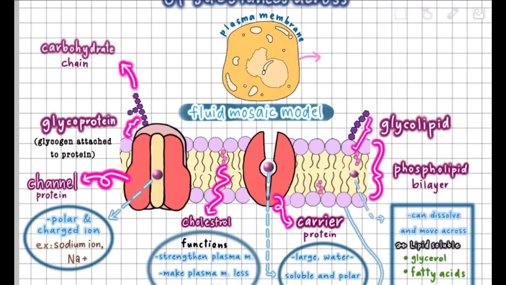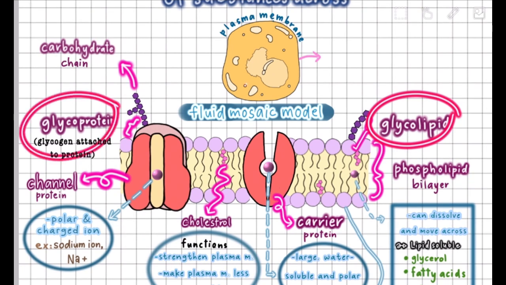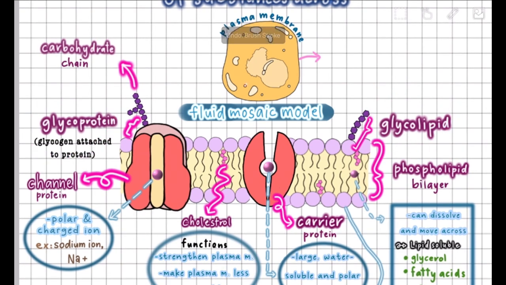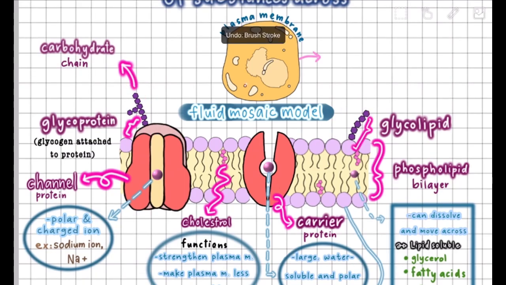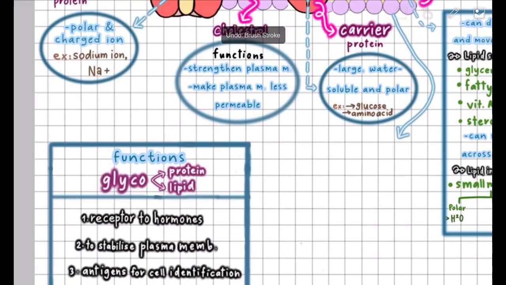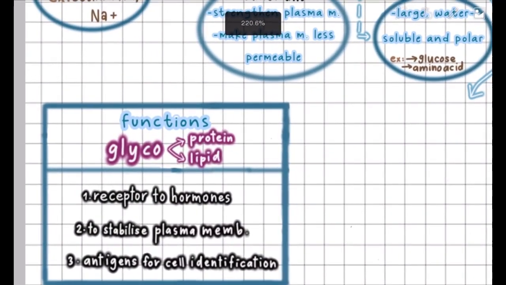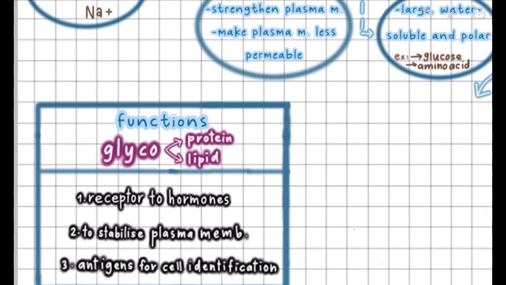Now, let's move forward to glycolipid and glycoprotein. The difference between glycolipid and glycoprotein is what they are attached to. First, the function of glycoprotein and glycolipid is to act as a receptor to hormones. Second, to stabilize plasma membrane. And third, antigens for cell identification.